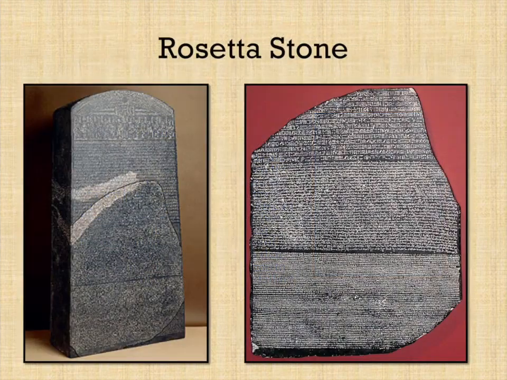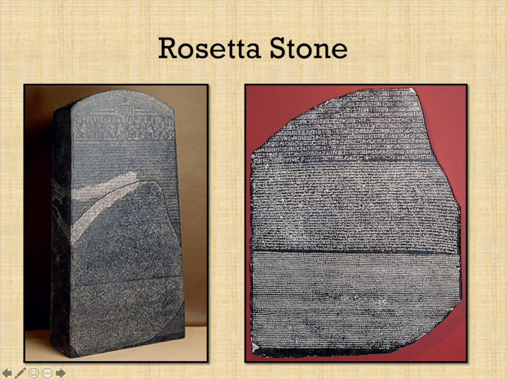a stone was found in a place the French referred to as Rosetta. This is what the stone looks like today in the British Museum, and this is what the stone looked like when it was found by the French in 1799. This is a reconstruction of what the stone would have looked like originally. You can see that there are three very clear sections on this stone. None of them are complete.